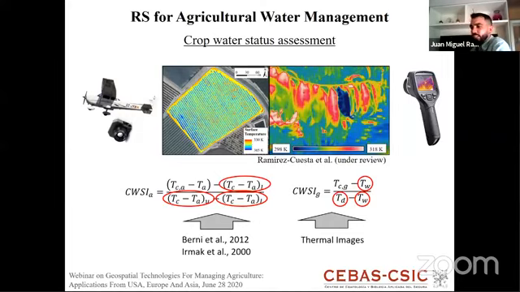In this study, these values were obtained from previous studies performed by Bernie et al. in 2012 and Irmak et al. in 2000.